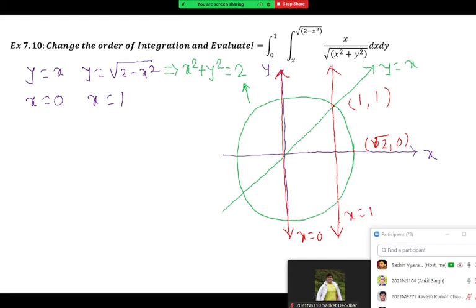So the region lies between x equal to 0 and x equal to 1. And it is between this straight line and the circle. So whether this triangle is the region, or this part, or this part? Triangle, upper part. The upper part is correct. Triangle is not correct.